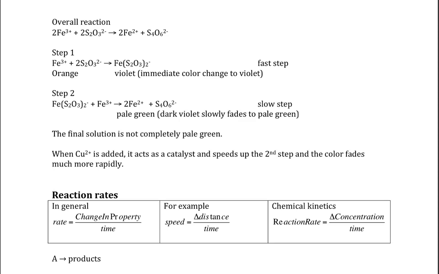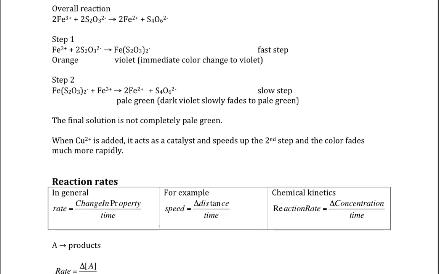When copper 2+ is added, it acts as a catalyst and speeds up the second step, the slow step, and the color fades much more rapidly. So the catalyst can speed up the reaction by interacting in such a way with the slow step of the mechanism to make it go faster. It does not become more pale green, however. A catalyst only speeds up a reaction. Our next section is reaction rates.